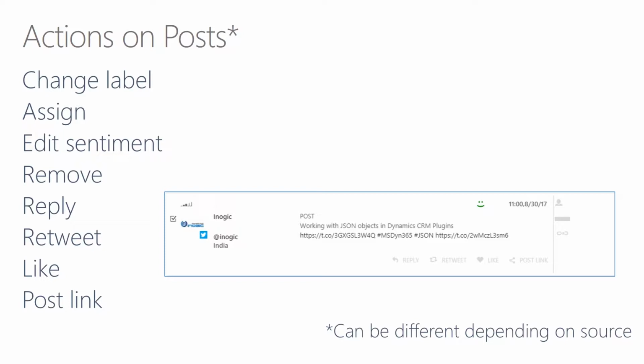You can perform actions on posts, and some of these actions will be a little bit different depending on the source of the information that's coming in. You can change a label, you can assign a post to another user in your organization, you can edit or confirm that sentiment, you can remove a post, you can do a reply, assuming you have an authenticated account, a retweet, or a like, again, assuming you have an authenticated account.